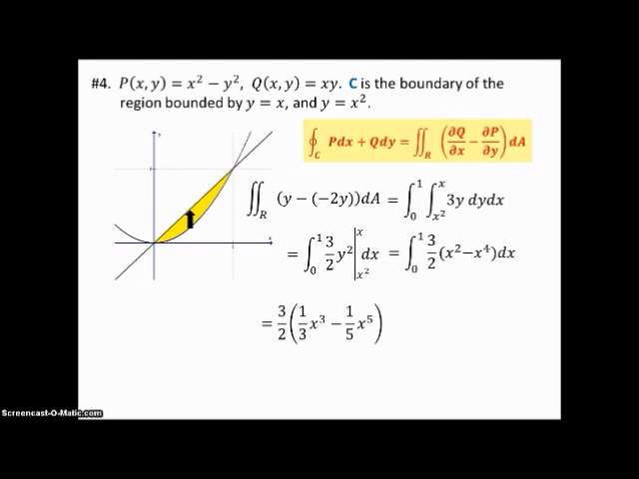Then we integrate that with respect to x, so we get 3/2 times 1/3 x cubed minus 1/5 x to the 5th, evaluated from 0 to 1, which gives us 3/2 times 1/3 minus 1/5, minus 0. When you plug the 0 in, you just get 0. That simplifies to 1/5, so that's a nice answer.